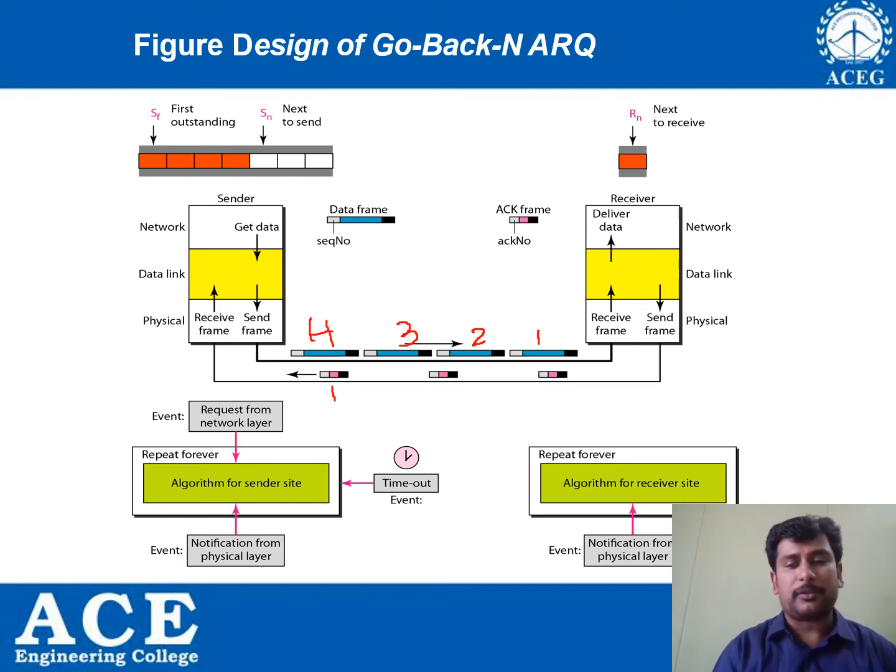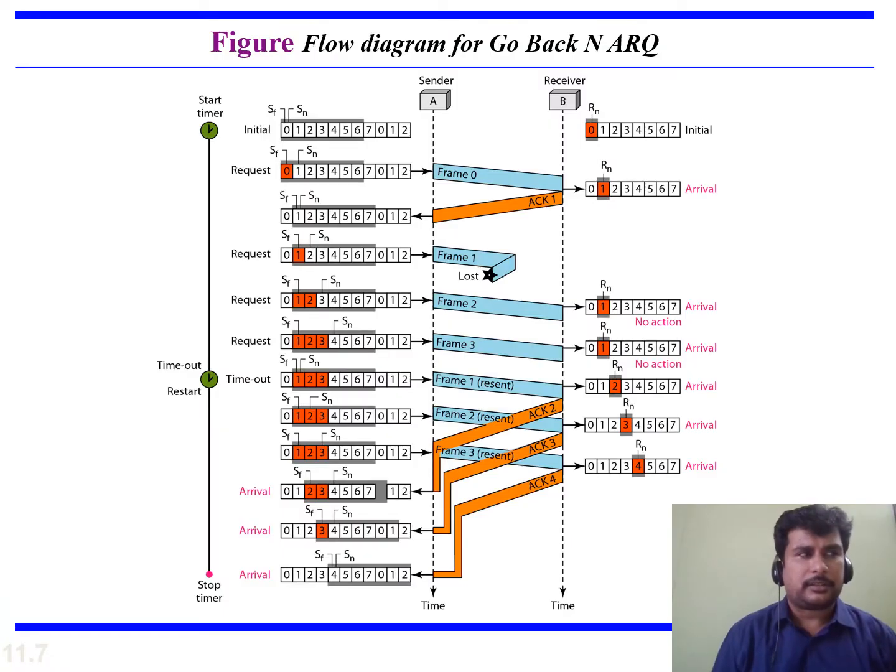Hence, after the timer of the second frame expires, all the 3 frames 2, 3 and 4 have to be retransmitted. Though 3 and 4 are successful in reaching the receiver, because 2 was not transmitted correctly, we have to retransmit all the frames starting from 2. Hence, this mechanism is called Go Back N ARQ. Let us understand the flow diagram of the Go Back N Automatic Repeat Request protocol.